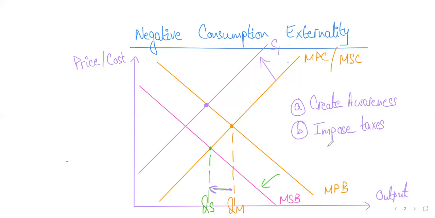Sir, I have one doubt. Yeah, sure, go on. Sir, in this, you shifted the MPB to MSB, and if government imposes taxes, then the supply will shift to the left.